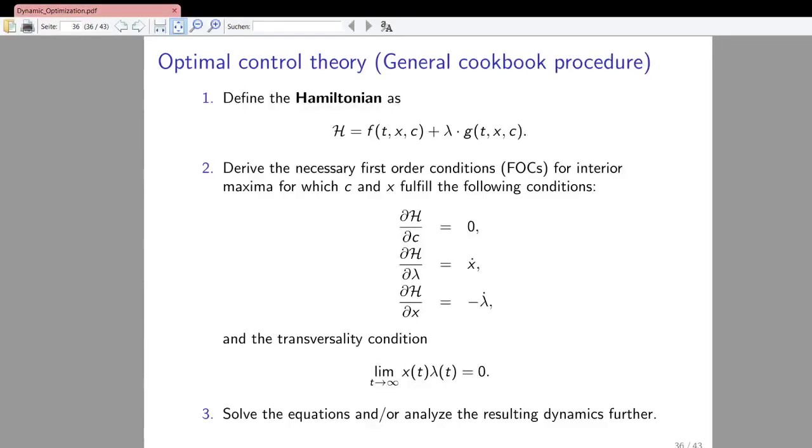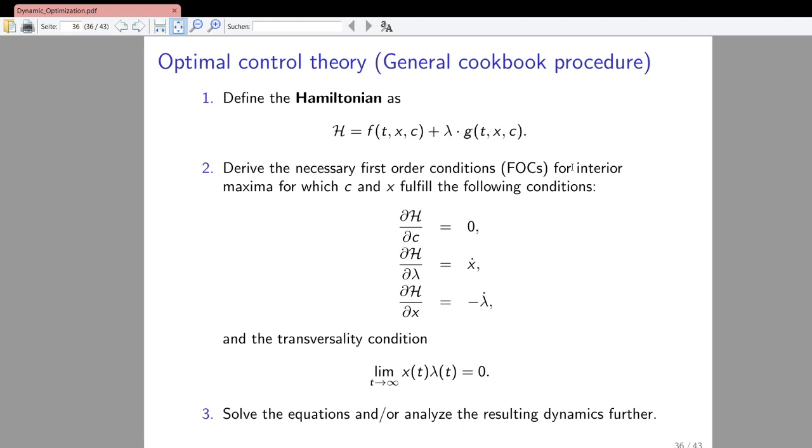Now, how do we solve such a dynamic optimization problem? The first step is to define the Hamiltonian, and the Hamiltonian is the objective function plus the co-state variable, which is kind of related to the Lagrange multiplier in discrete time or in a static optimization problem, but basically we would have a co-state variable at each moment in time multiplied by the dynamic constraint.